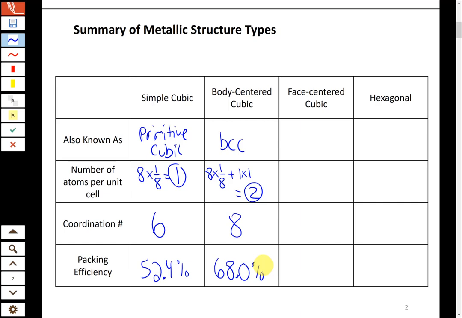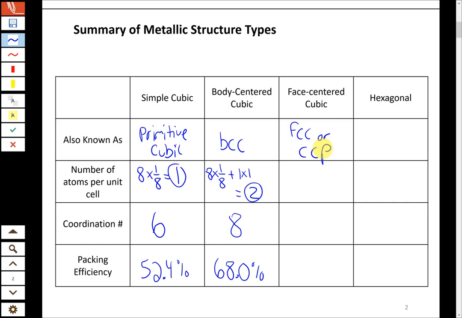Face-centered cubic is the one that we'll talk about the most today in the context of ionic structures. And face-centered cubic has a couple of different names. It can also be abbreviated as FCC for face-centered cubic, or you'll sometimes see it referred to as CCP, which is cubic closest packed, meaning it's the cubic structure that has the closest or most dense packing to the atoms. So when you see CCP or close packing, that refers to this structure here.